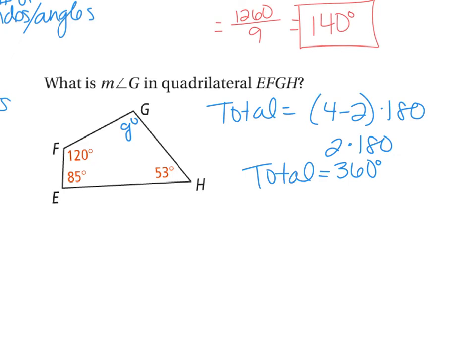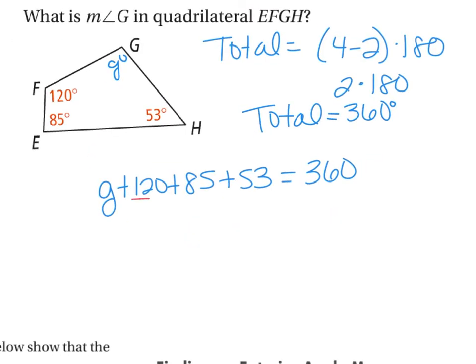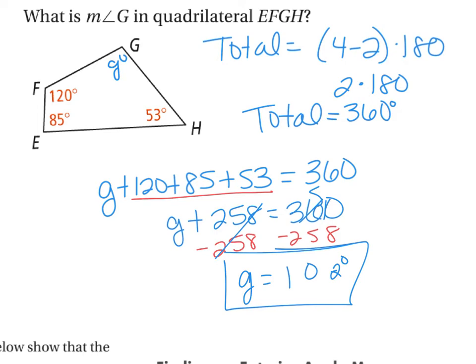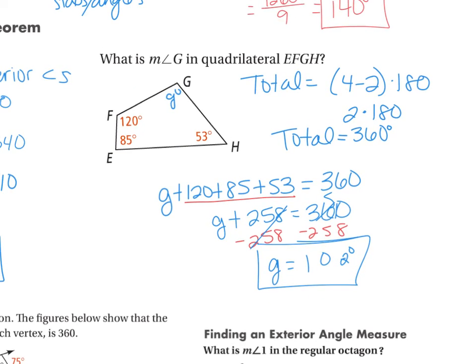So let's add them all up, and they're going to equal 360. So G plus 120 plus 85 plus 53 is going to equal the total, which is 360. All right, combine your like terms, so add all of those together. And I believe you get 258. Bring everything else down. Go ahead and subtract 258 from both sides. So G equals 102 degrees. Okay, and that seems realistic for a G. That looks like a 102-degree angle.